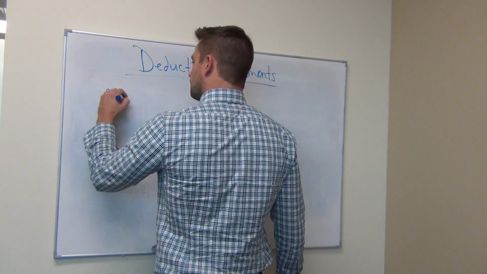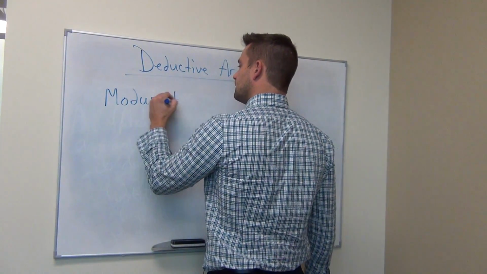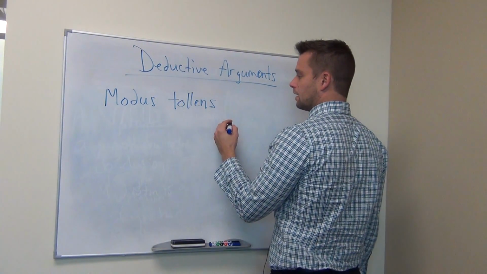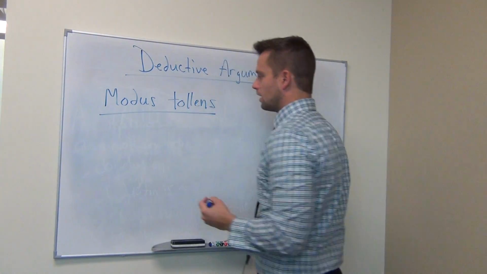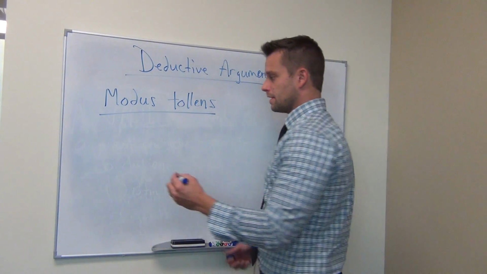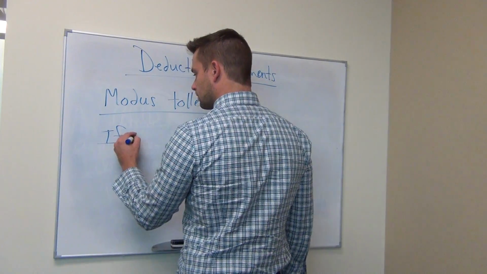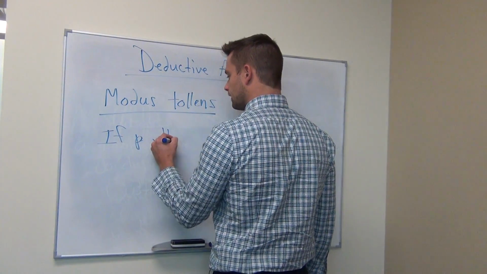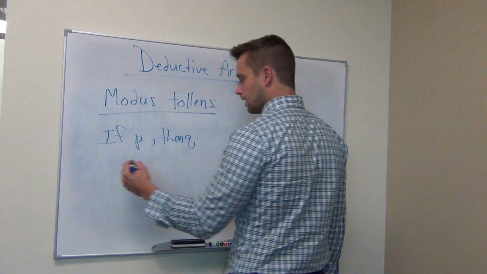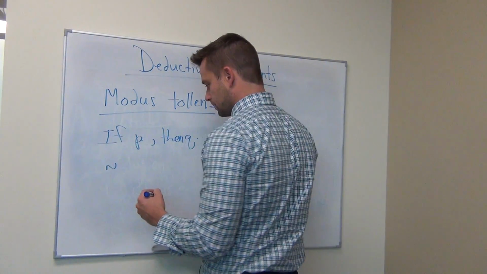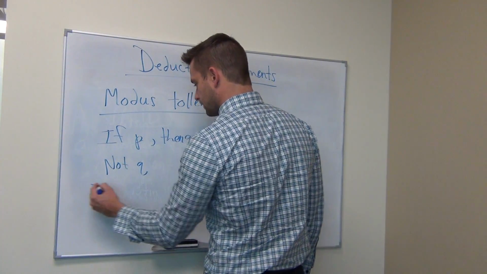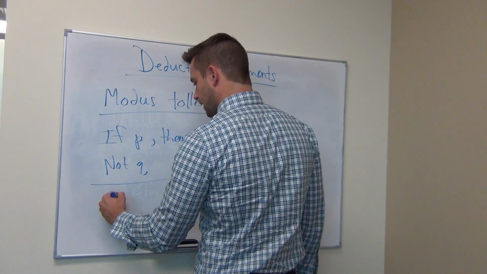One is called modus tollens. And this is the way of negation. So another valid argument form is: if P, then Q; not Q; therefore, not P.